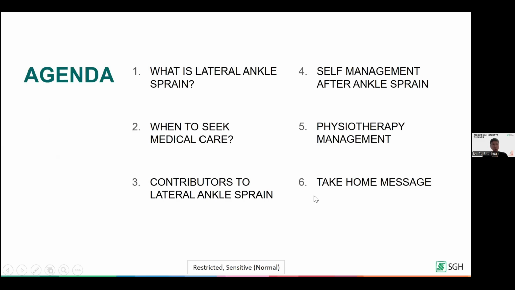These are the agenda items that I will share with all of you. We will start with an explanation of what a lateral ankle sprain is, some of the signs and symptoms to know, and when to seek medical care. Just now, Dr. Do has mentioned quite a little bit on that. And we'll talk a little bit about the contributing factors towards lateral ankle sprain. And if you have a lateral ankle sprain, what are things that you can do to help yourself after the ankle injury, as well as physiotherapy management. Then we will end the session with a little bit of a take-home message.